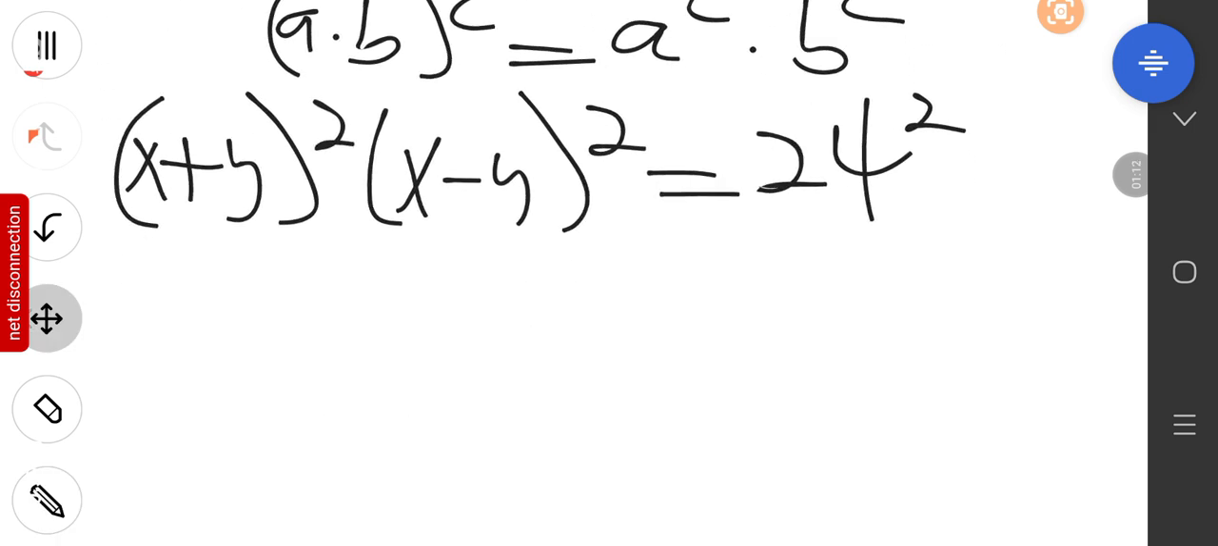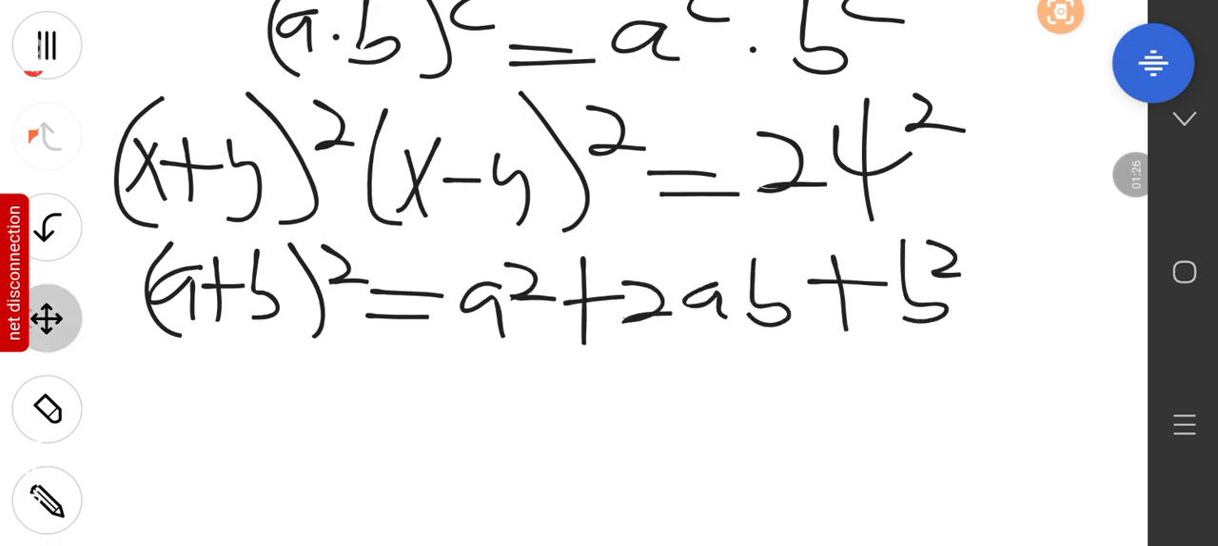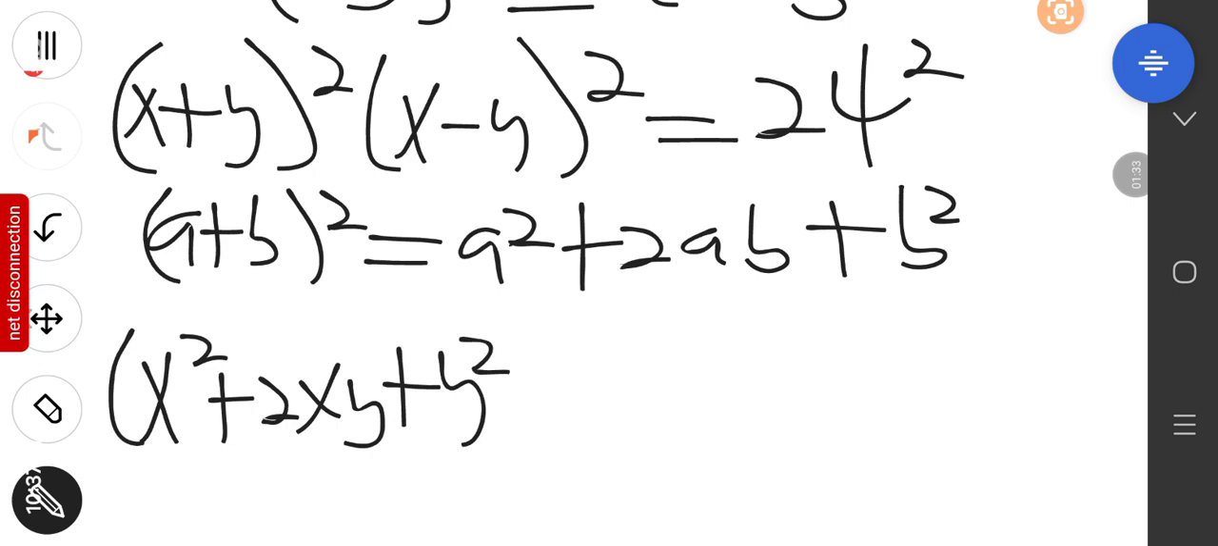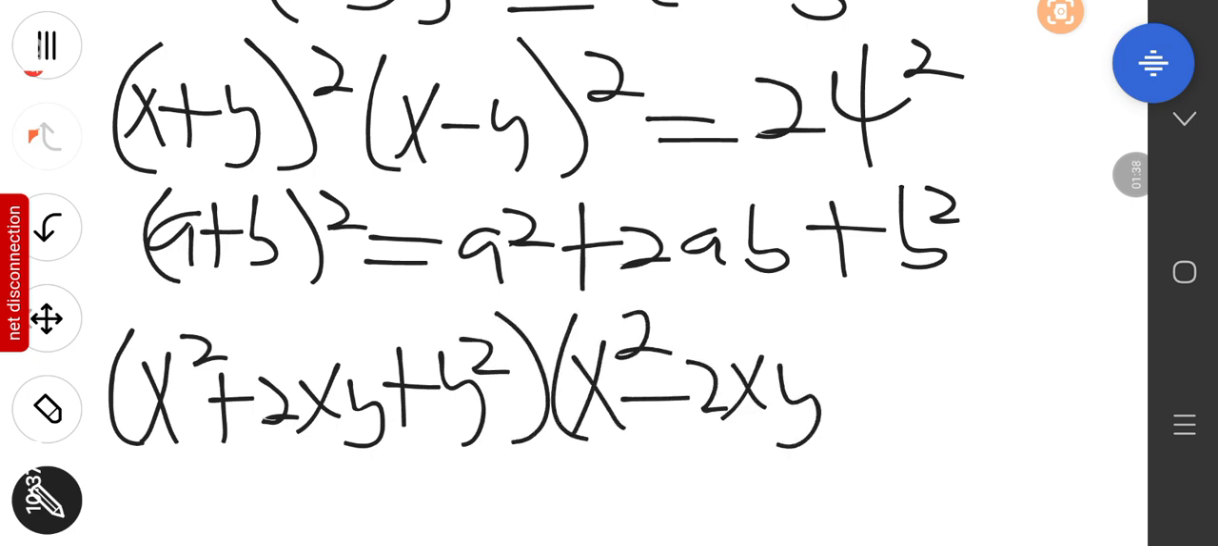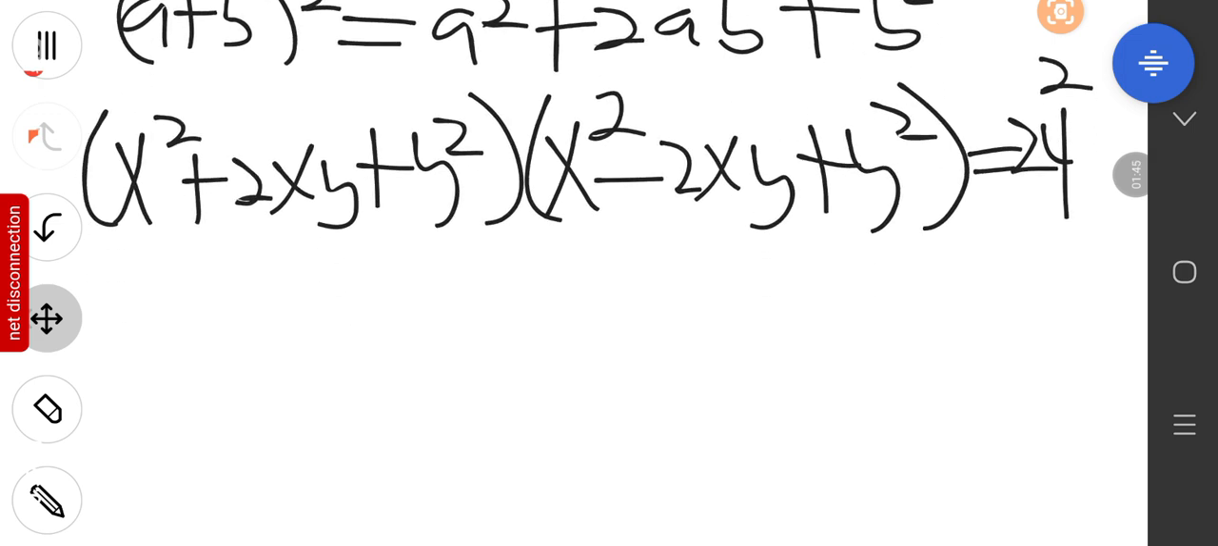Now let's apply the square of a binomial property here. If you have a plus b squared, this equals a squared plus 2ab plus b squared. So our equation becomes x squared plus 2xy plus y squared, and then here we have x squared minus 2xy plus y squared equals 24 squared. So this is what we have.